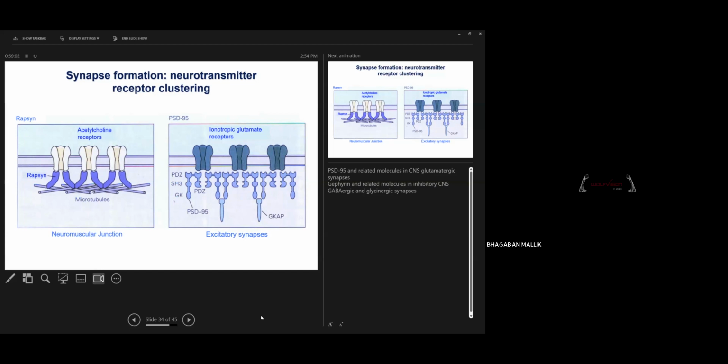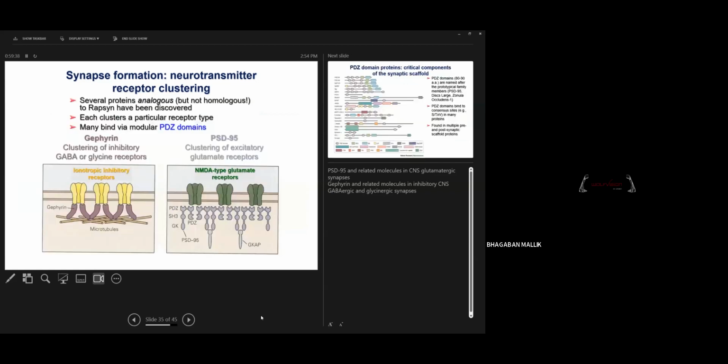So for the acetylcholine receptor in the neuromuscular junction, you require rapsyn or MuSK receptor or agrin. But for clustering of the ionotropic glutamate receptor in the CNS, you require PSD95, or PDZ-containing protein. So this is the excitatory synapse. This is also an excitatory synapse. This is the excitatory synapse in the NMJ, and this is the excitatory synapse in the CNS. In the CNS, you require PSD95, PDZ. In the NMJ, you require rapsyn.